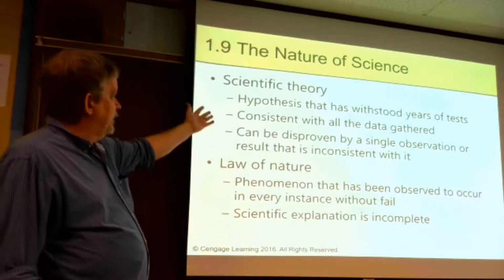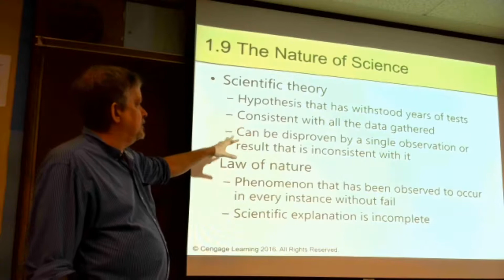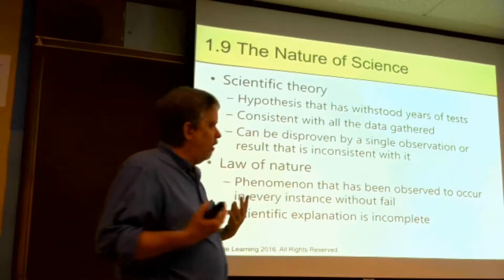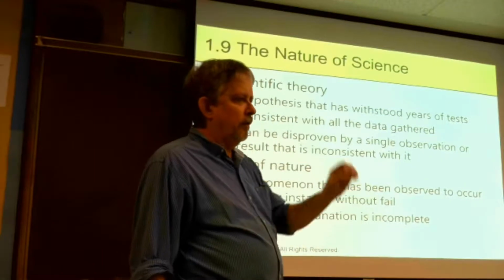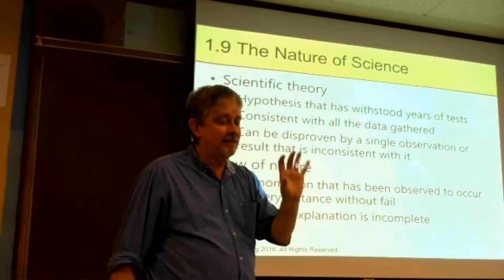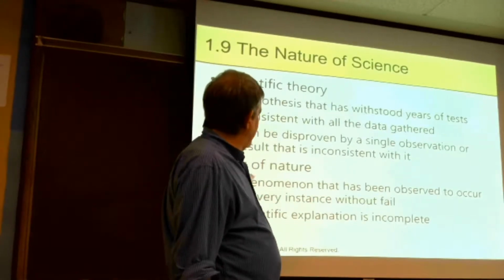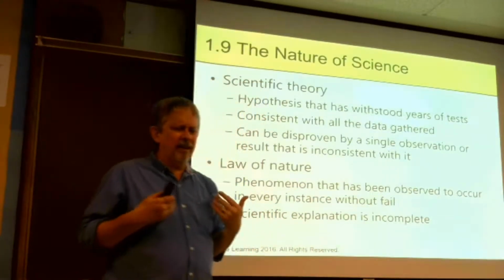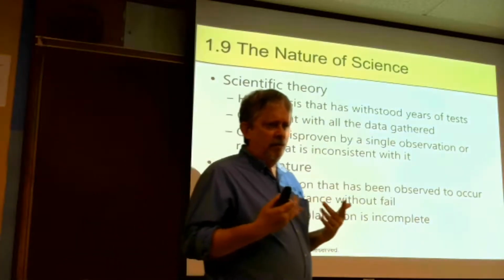The scientific theory: a hypothesis that has withstood years of tests. It's never been proven false. It is consistent. We call that a theory. So we start with a hypothesis, and when the hypothesis is tested again and again and again, it forms a theory. Until finally we come up with what we call a law of nature. It is something that we realize is going to be true pretty much all the time.